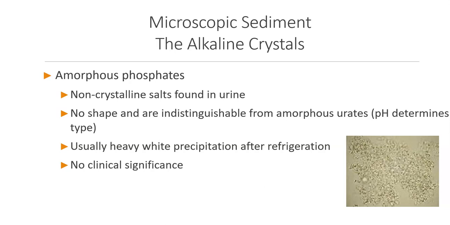These crystals cannot be distinguished from amorphous urates. They can only be differentiated by the pH. The phosphates may lack color and can be seen as a white precipitate, especially after refrigeration. And these are sometimes hard to differentiate from bacteria. They don't have any clinical significance, and again, if they're present in large quantities, it may be difficult to see other formed elements that may be present.